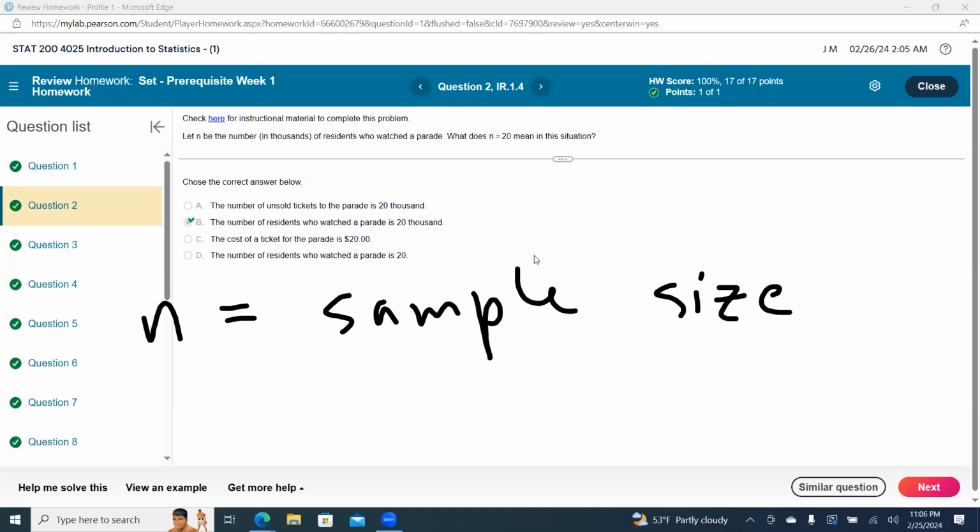But n equals 20, of course, that's perfectly fine, but they just want us to read and interpret. Specifically in this one, they're asking if we know that n is 20,000, which it is.